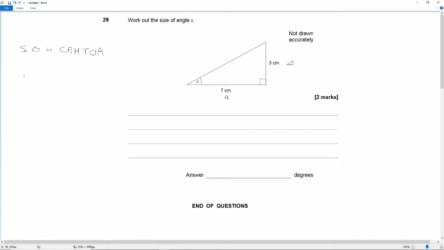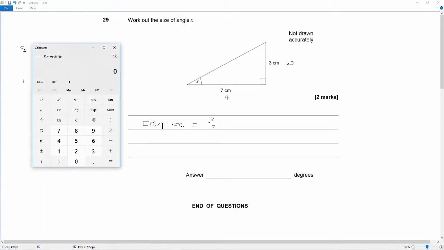So tan x is equal to 3 over 7. So all I need now is to get my calculator. Okay, so I've got my calculator. So all I do is type in 3 divided by 7. So the tangent of x is 0.42 whatever.